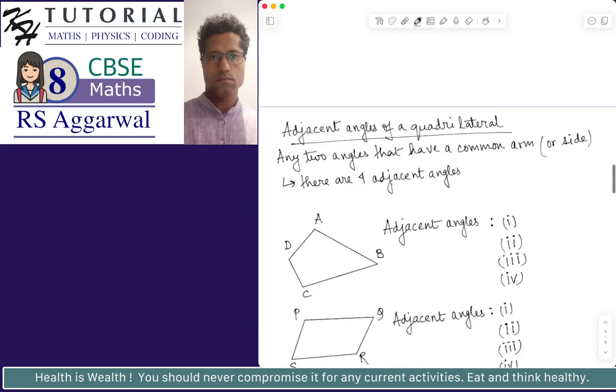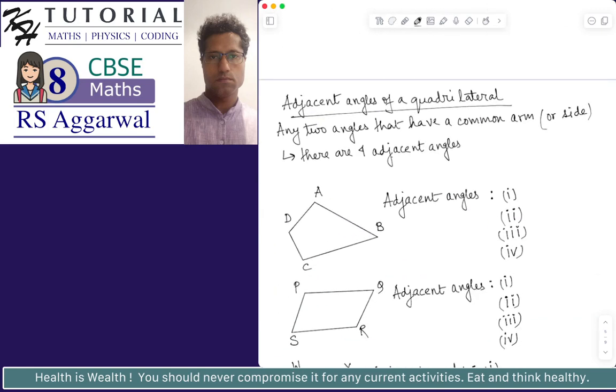Okay. Next are the adjacent angles of a quadrilateral, that is, a pair of adjacent angles. It is quite similar to adjacent sides, but related to the interior angles of a quadrilateral. Now, when do we say that two angles in a quadrilateral are adjacent? The definition says that any two angles that have a common arm. Now, common arm or side. So, these are the four sides of the quadrilateral ABCD.